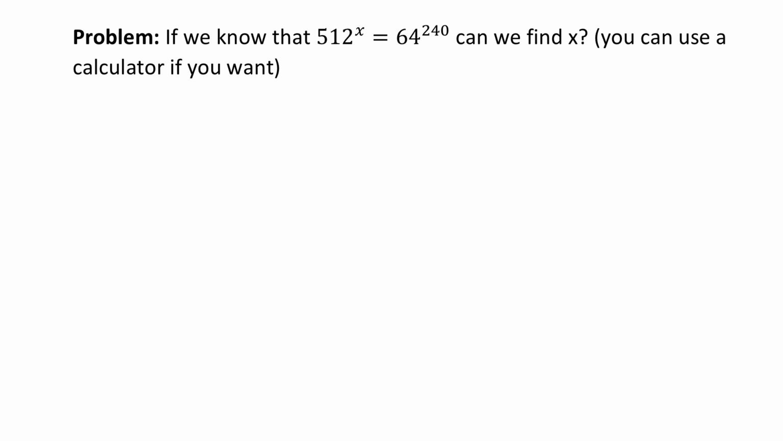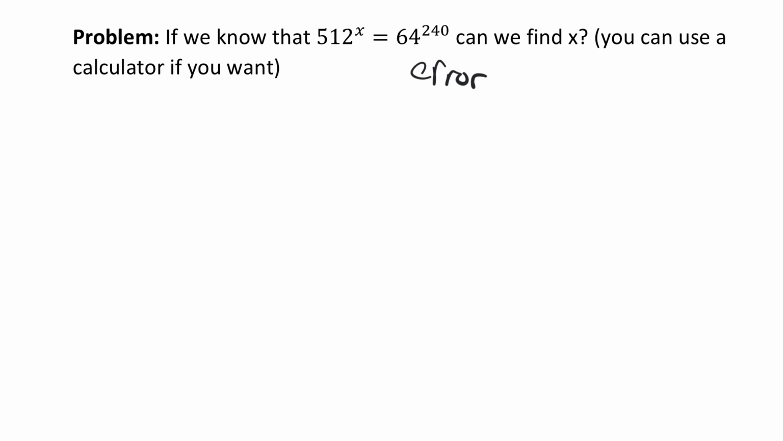But what about something like this? If we know that 512 to the x equals 64 to the 240, can we find x? And you're welcome to use your calculator, see what you come up with. Well, you're probably going to come up with something that doesn't really work. If you take 64 and raise it to the power of 240, you're probably going to get an error. And that's because your calculator is just not capable of calculating that large of a number. 64 times 64, 240 times, is going to be so large that your calculator can't handle it.